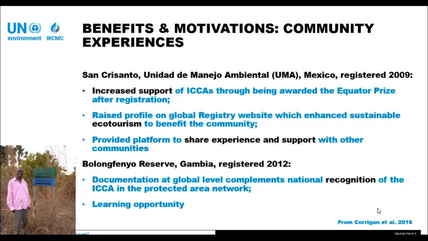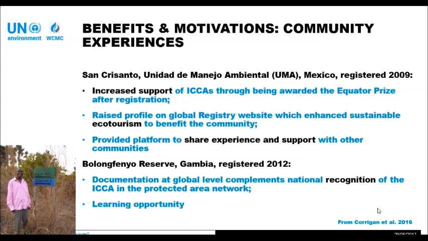The second example is a Mexican ICCA registered in 2009. The custodians of this ICCA felt that their registration resulted in increased recognition, contributing to their being awarded the Equator Prize. They also feel they benefited from enhanced ecotourism and that they benefited from the opportunity to share their experience and to support other communities.